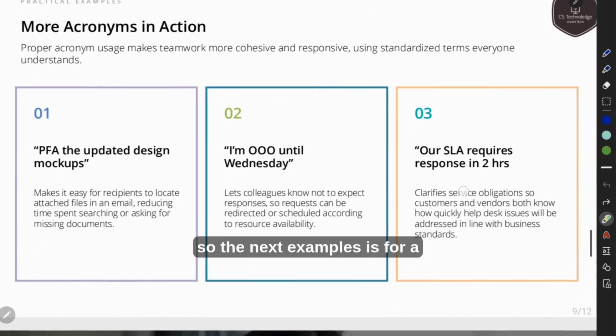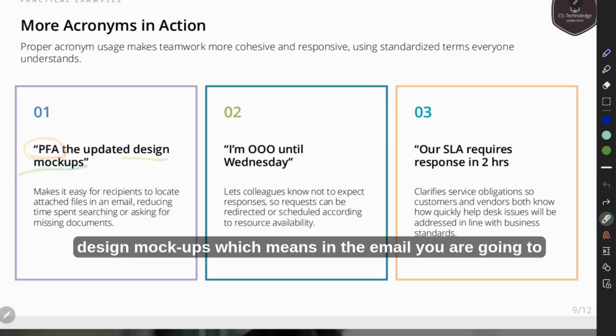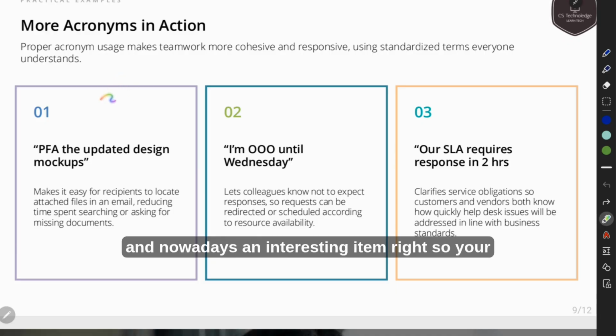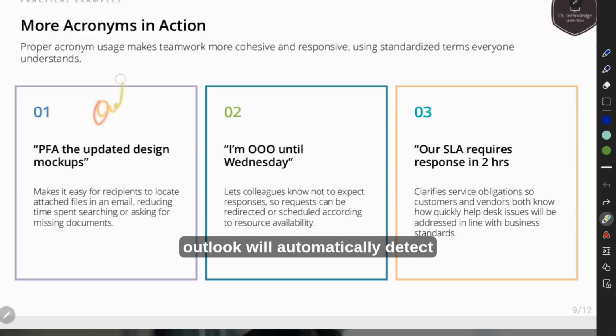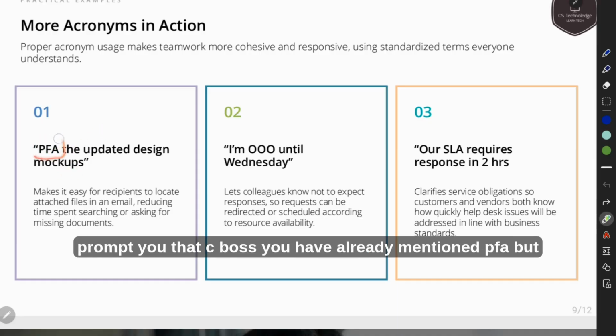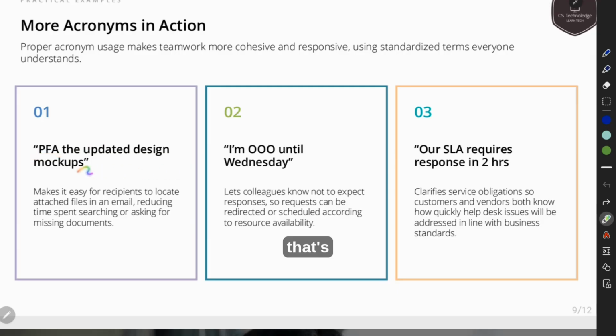So the next example is PFA. It's very simple. Please find attached the updated design mockups, which means in the email you're going to write the statement to show that there are some attachments. And nowadays an interesting item, right? Your Outlook will automatically detect if you have mentioned PFA and have not attached any document, it will directly prompt you that you have already mentioned PFA, but there are no attachments in the mail. That's a good feature.